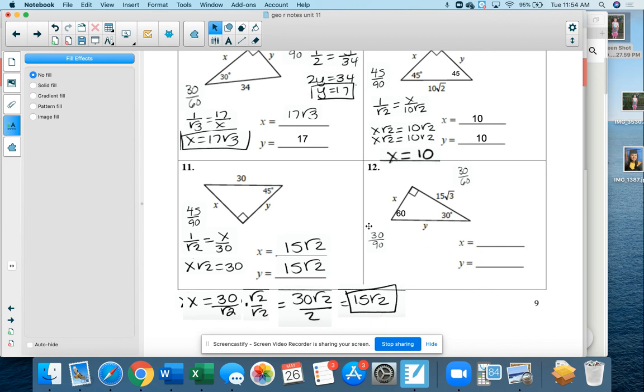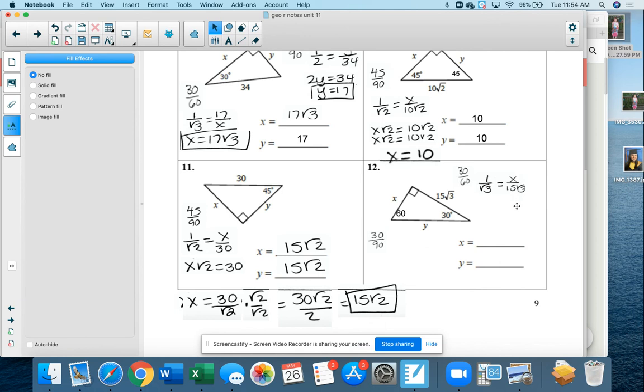Okay, and my last one, I have a 30, 60, 90, but it's a little bit different. I'm giving you the side across from the 60. So let's work with the 30 and the 60 first. The proportion for the 30 and the 60 is 1 over radical 3. Now, I don't have the side across from the 30, that's my x, but I do have the side across from the 60, and that's 15 radical 3. So the proportion is 1 over radical 3 equals x over 15 radical 3.